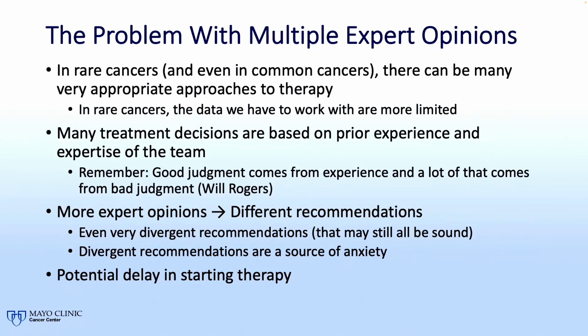But there are some problems with getting a lot of second opinions. One of them is that in a tumor like neuroendocrine neoplasms, we don't have a whole lot of data for a lot of the decisions we make. So everyone has their own opinion. This is how I've done it, and like the last 20 years, I'm guilty of that as well. And this has worked for me, but that may not be the opinion of another NET expert. Many of these decisions we make are just based on prior experience. I sometimes like to quote Will Rogers, who said, good judgment comes from experience, and a lot of that comes from bad judgment. I'm saying that collectively as a specialty, we've gone through that. We know from the past what didn't work.